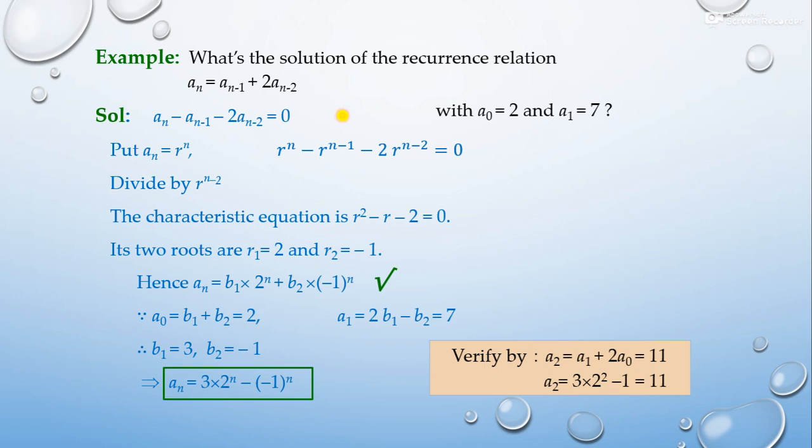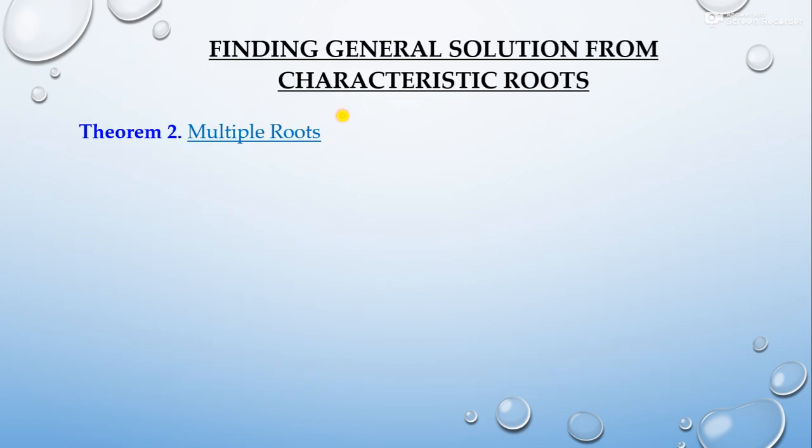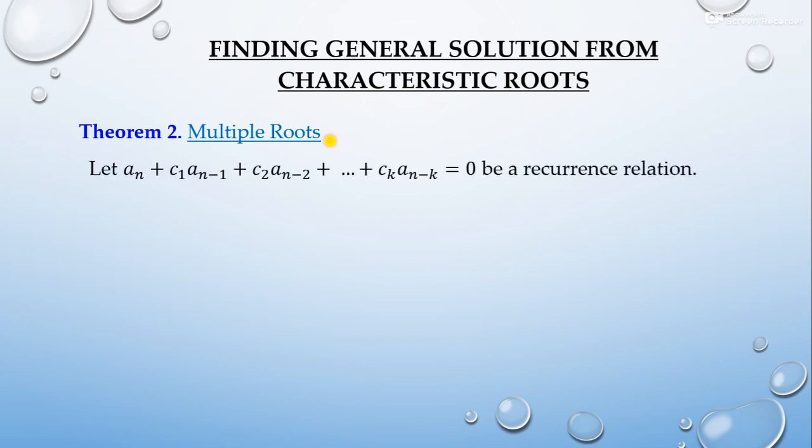Okay. Next, if multiple roots are there, meaning two roots are the same, or three roots are the same and others are different, what's the solution of that type of recurrence relation?